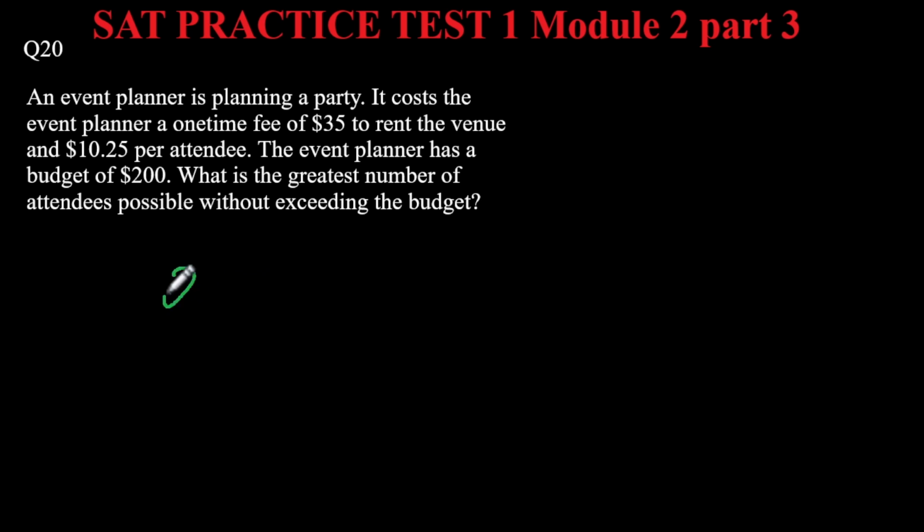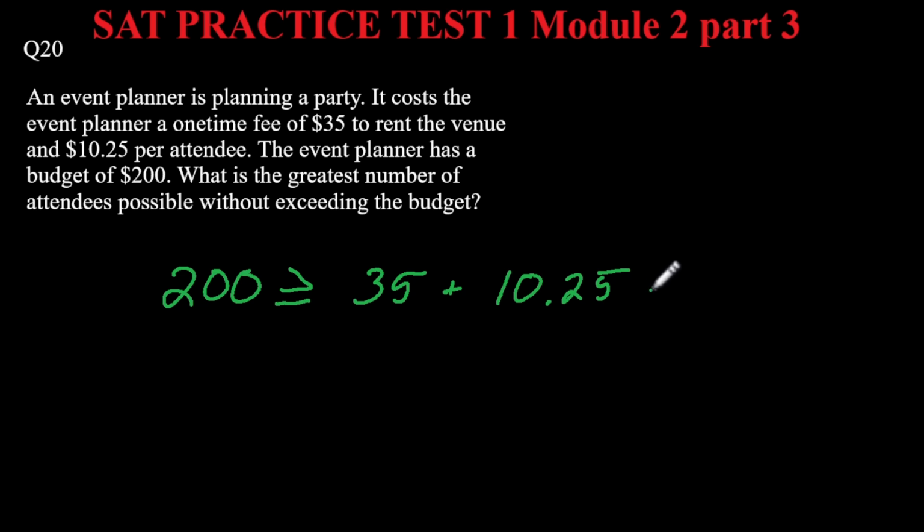The budget is $200. We're setting up an inequality, and 200 is the maximum value, but it can be 200, so we have greater than or equal to. And then the venue costs $35 to rent, plus an unknown number of attendees at $10.25 for each person. So we need to solve this two-step inequality.